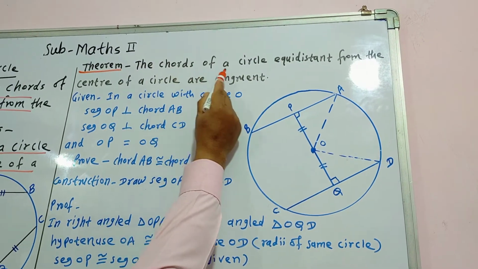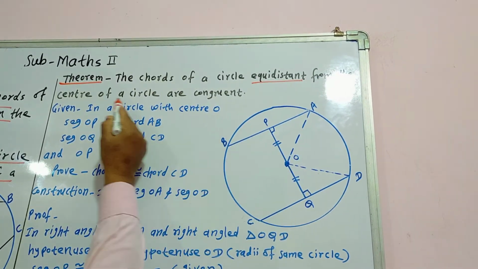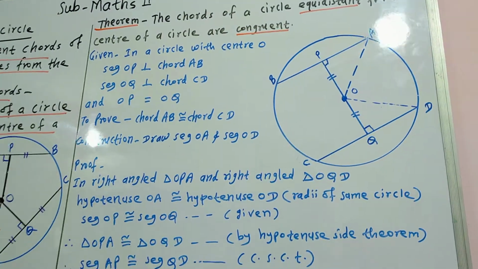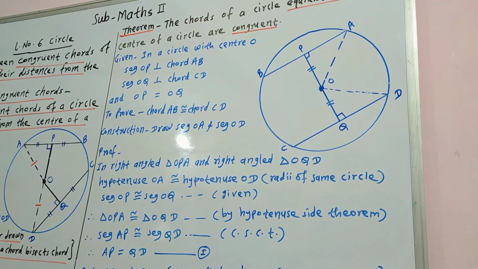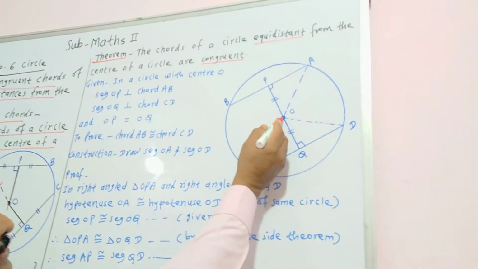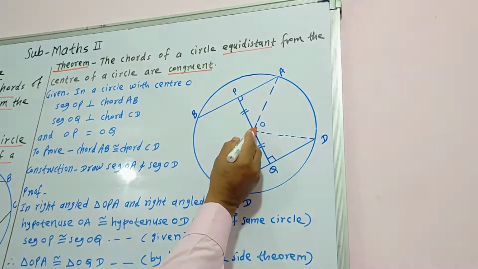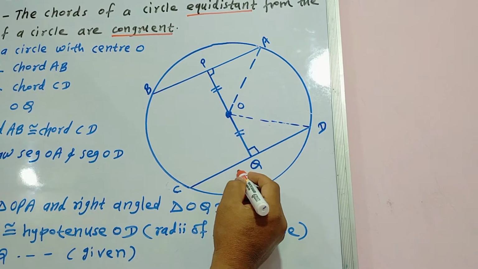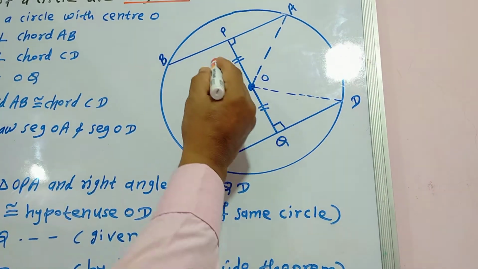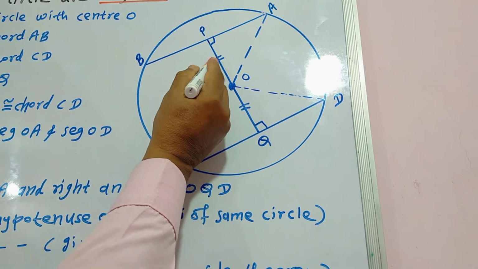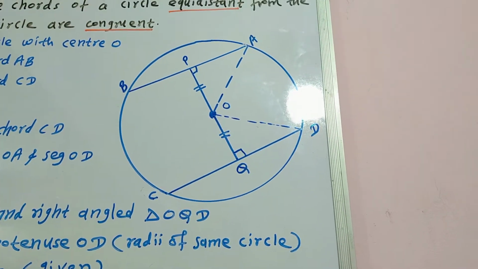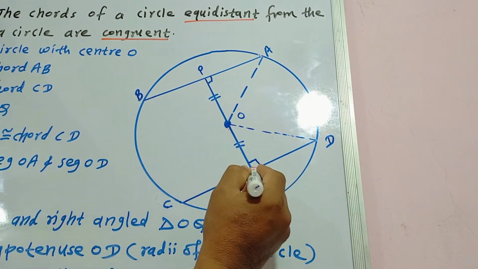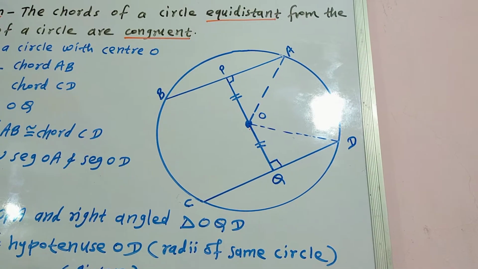The chords of a circle equidistant from the center of the circle are congruent. So we have to prove here that chords which are equidistant from the center are congruent. First we will draw the figure. Take O as the center and draw a circle. Now draw two chords AB and CD here. But remember these two chords are equidistant from the center, that is OP is equal to OQ, so show it by identical marks. Then OP is perpendicular to AB, OQ is perpendicular to CD.